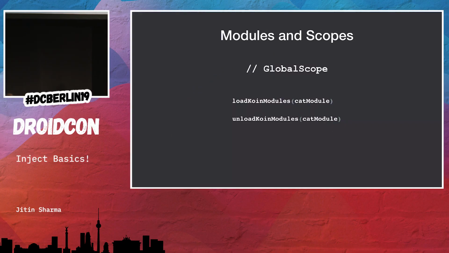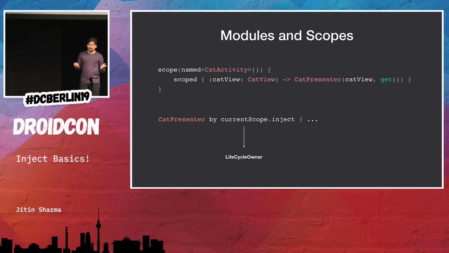Coming to scopes and modules, Koin also has a scope API, but it's exactly how it sounds, unlike Dagger, where scope is a kind of weird thing. By default, Koin will have a global scope, where you can load modules and unload modules whenever you want. If you don't want to create your custom scopes, you can use that. But you can create custom scopes also. Scopes can be created by name, so you can create a scope by name, open a scope, and then clear a scope.